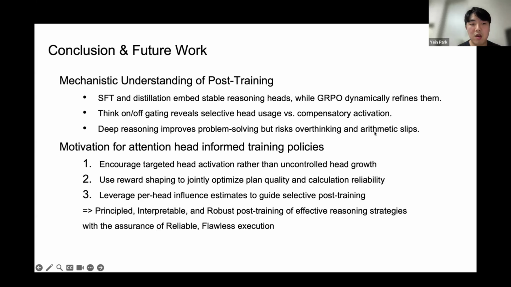Would like to go a further step, like making some more polished training policies, like encouraging targeted head activation rather than just uncontrolled head growth. Then use reward shaping to jointly optimize plans, and then leverage per-head influence estimates to guide selective post-training. And we hope this would be the next step of principled, interpretable, and robust post-training of effective reasoning strategies, with the assurance of reliable and flawless executions.